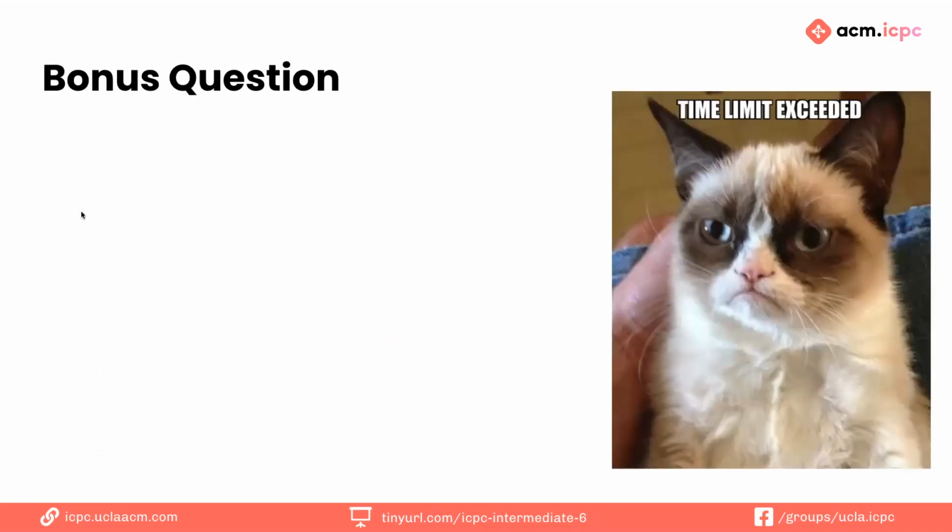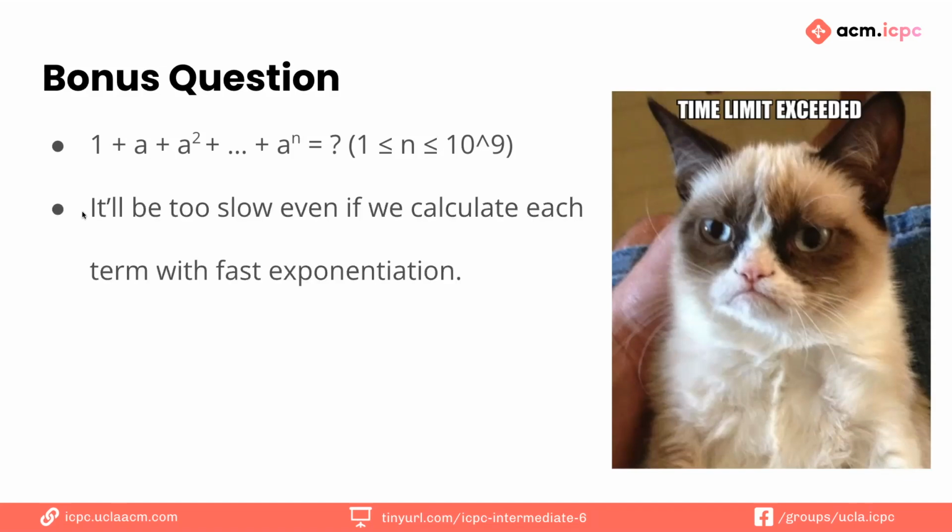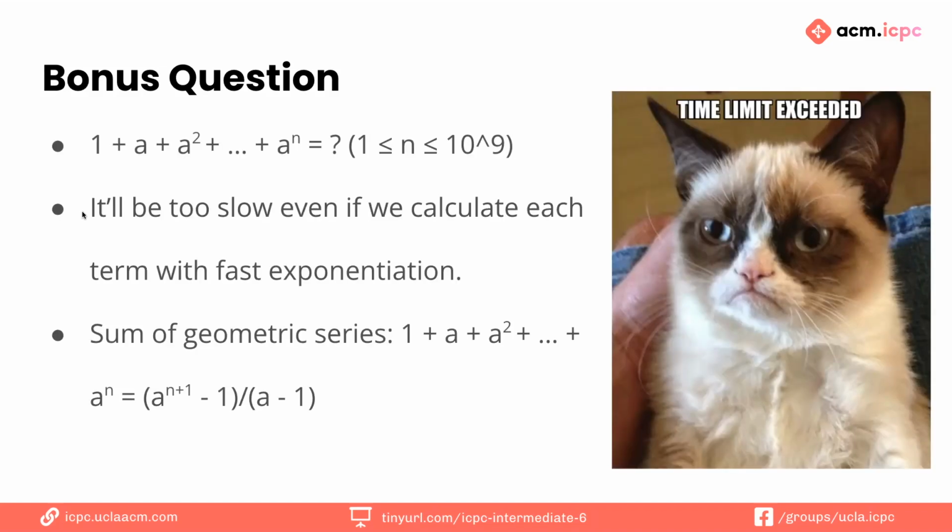Then here's a bonus question. How to calculate the sum of this series? Notice that n can be as large as 10 to the 9th power. So you cannot calculate each term with fast exponentiation and add them together. Well, a way is to use geometric series. Notice that the sum on the left-hand side is a geometric series. So using that we can get it equals a to the n plus 1 power minus 1, divided by a minus 1.